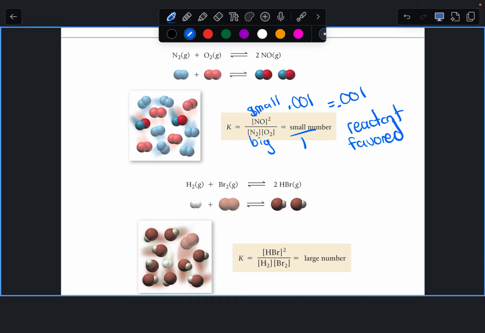And then if we have a large number, that's if we have lots of product. So lots of HBr here, only 1 molecule of H2 and Br2 left over. So this number on top is big compared to a small number on the bottom. These are really big sometimes, like 10 to the 20th, which would be extremely big. This one isn't that large, but basically the further away from 1, the more product favored it would be. So we call it a large number, product favored.